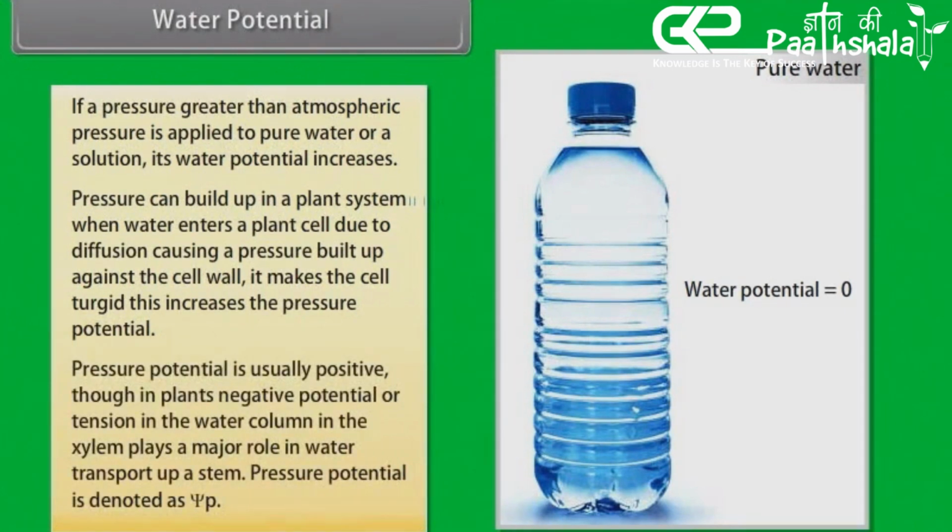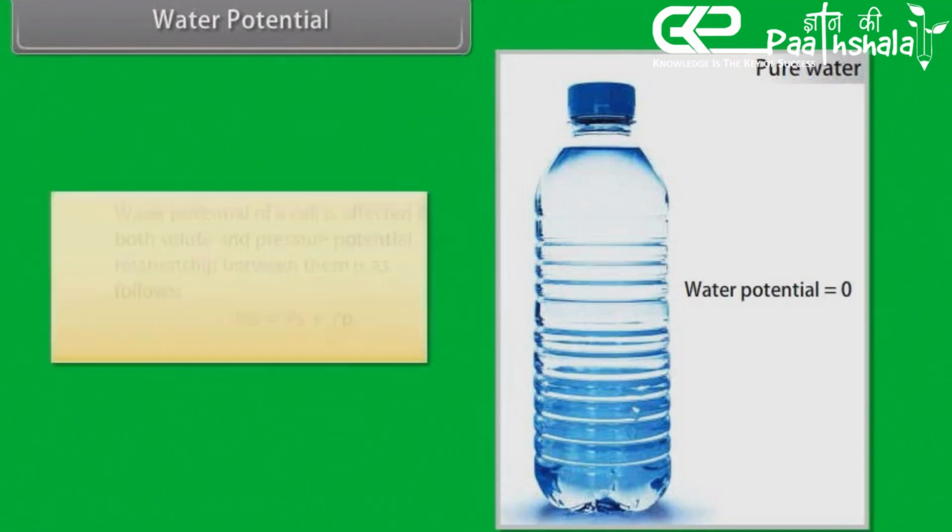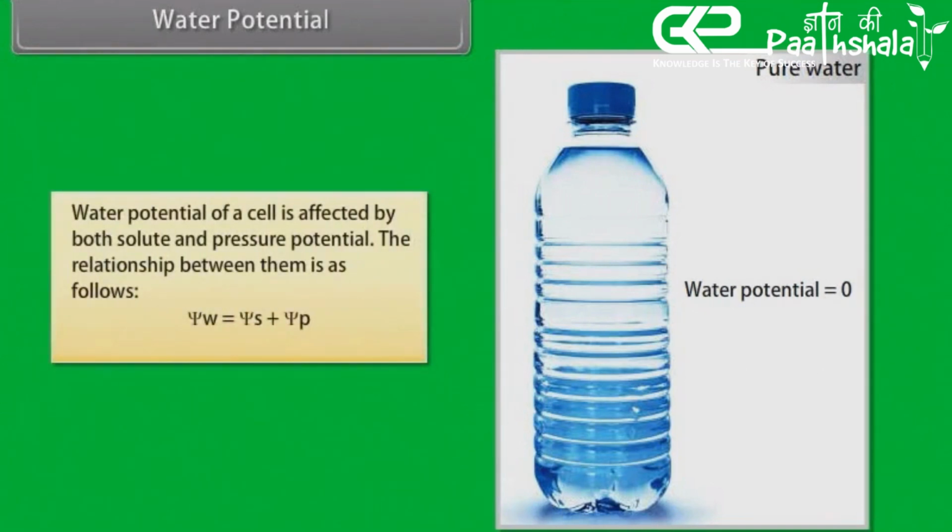Pressure potential is usually positive, though in plants, negative pressure or tension in the water column in the xylem plays a major role in water transport up the stem. Pressure potential is denoted as P. Water potential of a cell is affected by both solute and pressure potential. The relationship between them is as follows.